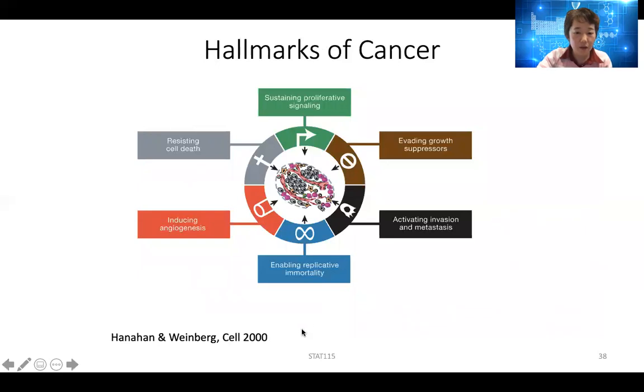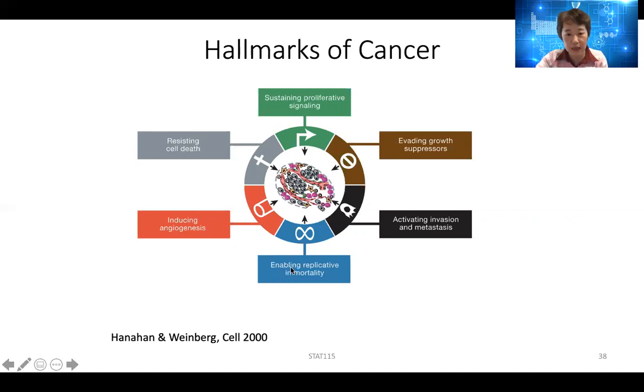So in 2000, Hanahan and Weinberg wrote the Hallmarks of Cancer paper where they showed what the major drivers of cancer are. First, you need to have sustained proliferative signaling. So basically the gas pedal needs to be on all the time, and evading growth suppressors. So the brake is taken out from the car, right? The gas pedal keeps going and the brake is gone. And then activating invasion and metastasis, so basically the tumor will also metastasize to other tissues or organs.